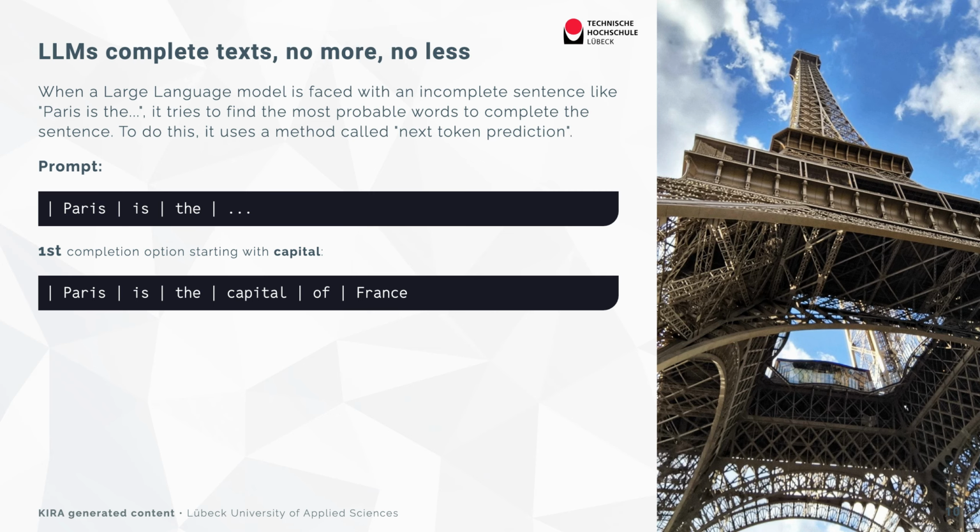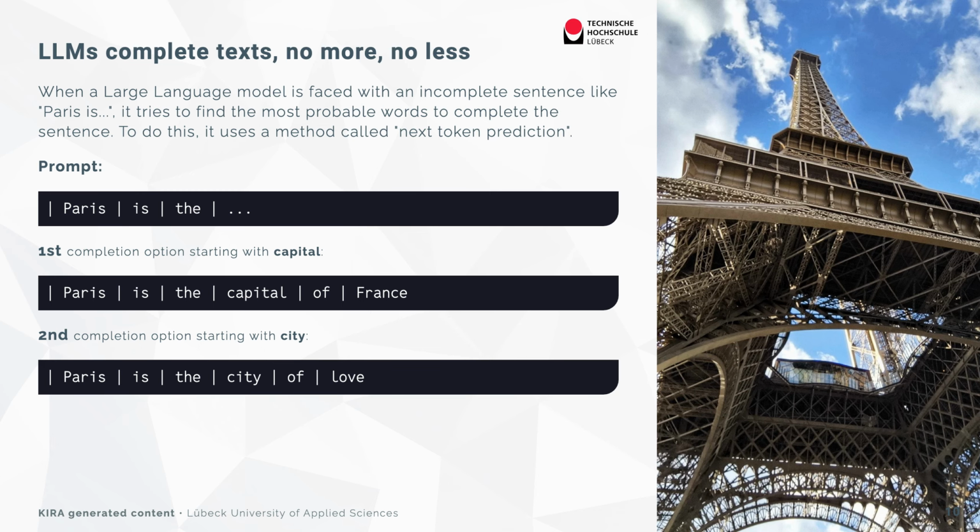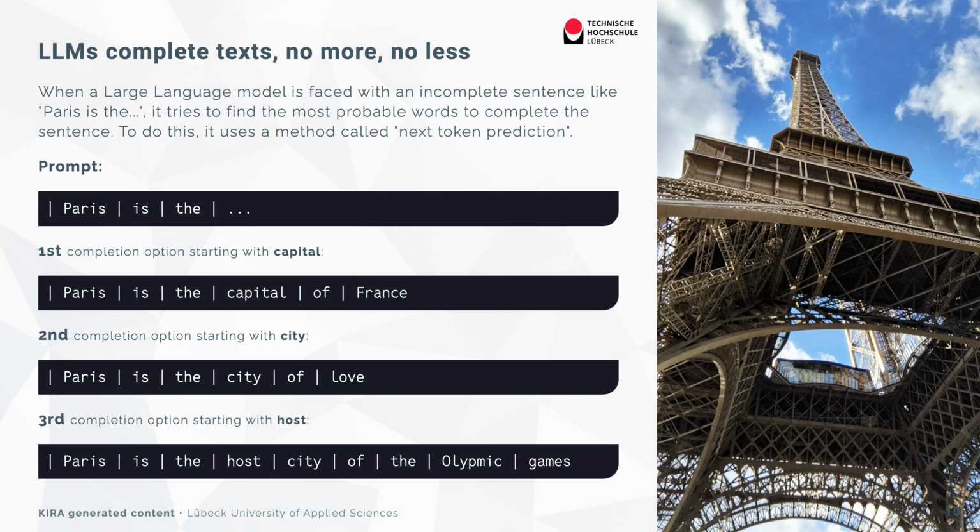If the next token would be the word capital, then a likely text completion would be Paris is the capital of France. However, if the next token would be the word city, then a likely text completion would be Paris is the city of love. And if the next token would be the word host, then a likely text completion would be Paris is the host city of the Olympic Games.